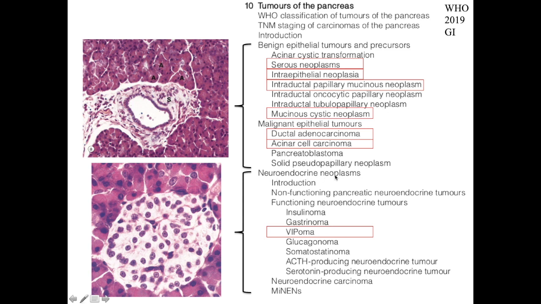The neuroendocrine neoplasms, they could be functioning or non-functioning, and they usually are derived from cells found in the islets of Langerhans, which are these clusters of cells right here. And you can see they're functioning neuroendocrine tumors because they could secrete any of the hormones shown here.